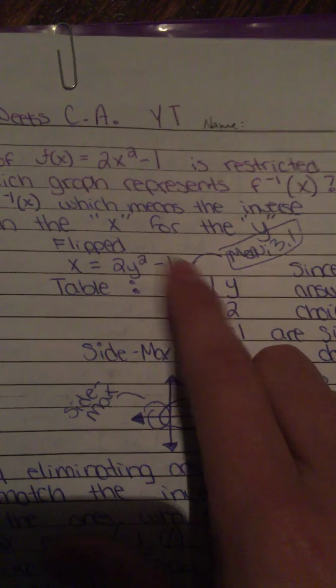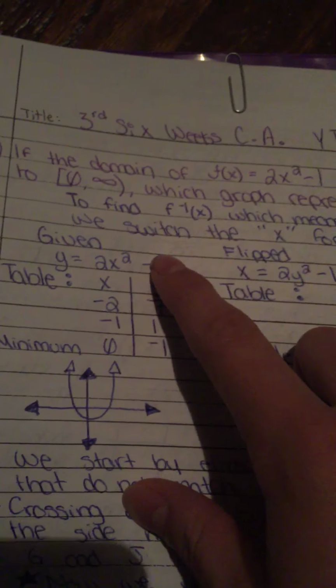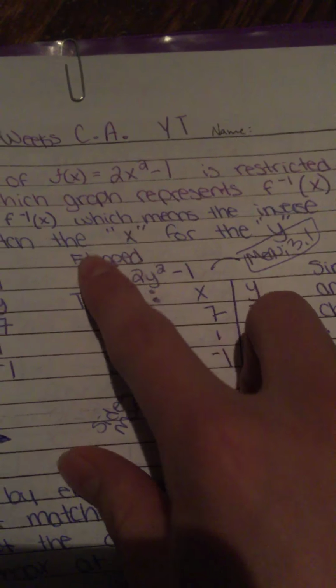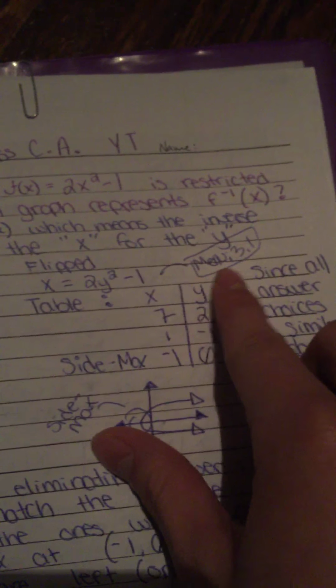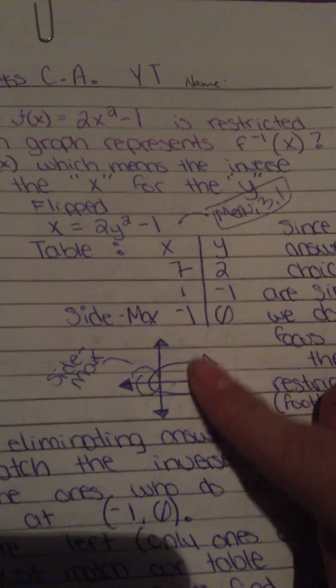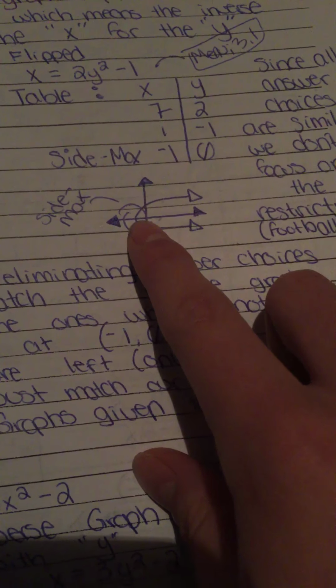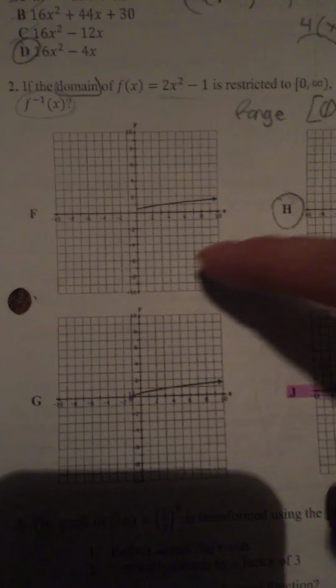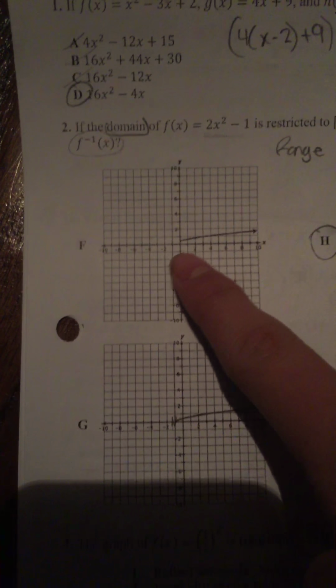From there, we're going to graph both equations. This one, we graph it, and our graph looks like this, and this is our table. For this one, we use a text box, which is menu 3.1. We get a text box, and we drag it to one of the axes, and we get our table. From there, we start eliminating the ones that don't have the side maximum of (−1, 0). So that would be F and H that don't start at (−1, 0).